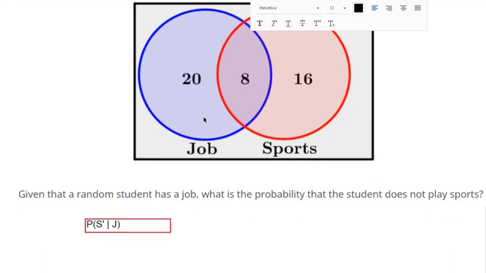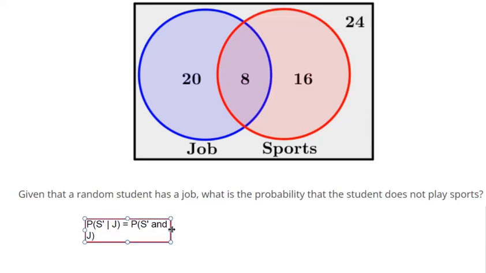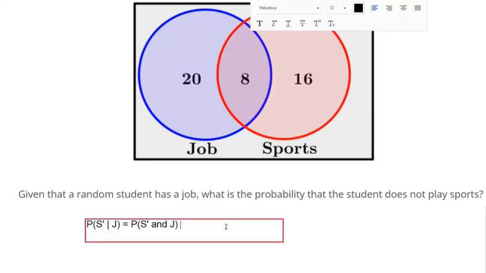So we have a formula to help calculate this probability. If you're given some information, we're given that a student has a job, that part goes second after the vertical bar. The probability that a student does not play sports, given that they have a job, is the probability of both, and then we divide it by the probability of the bottom one, the probability of having a job. So we've got to figure out what this is from the Venn diagram, then what this is from the Venn diagram, then we can divide them.